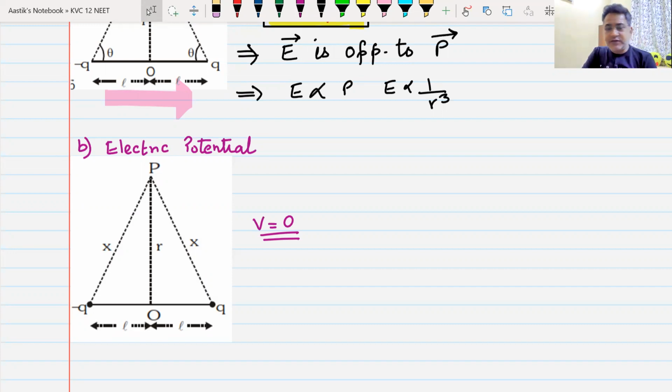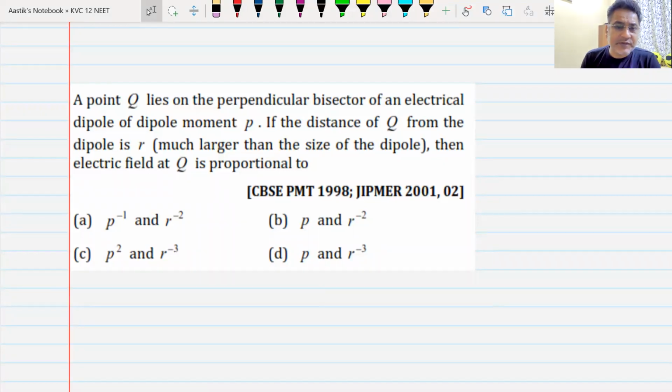These are the type of questions that you expect in an examination hall. Next question. A point Q lies on the perpendicular bisector of a dipole of dipole moment P. If the distance of point Q from the dipole is R, what is the electric field at the dipole proportional to? Electric field at point Q proportional to? We have also discussed this question. What is the answer for this one?